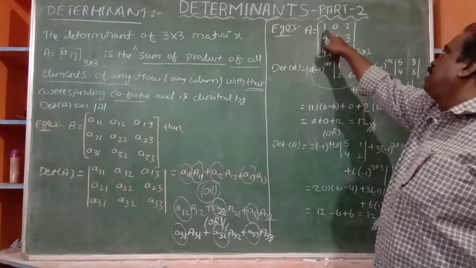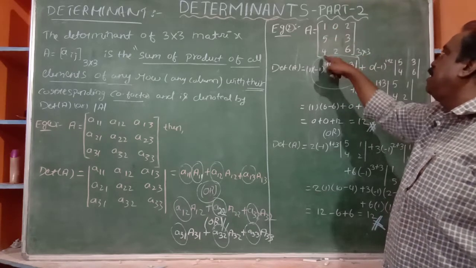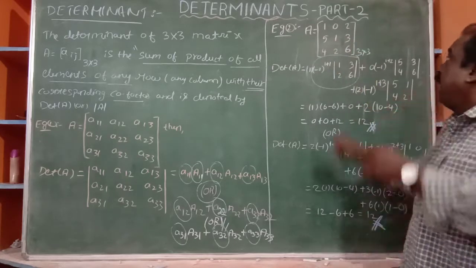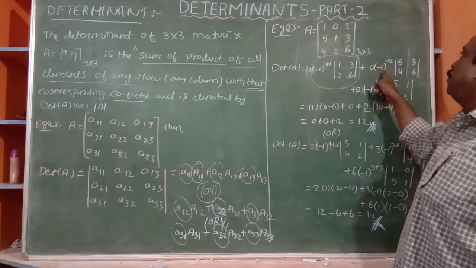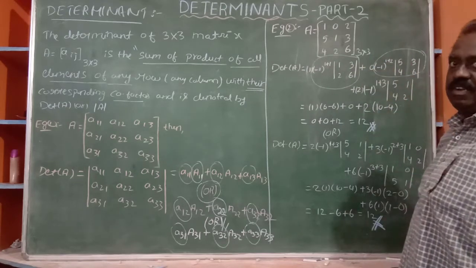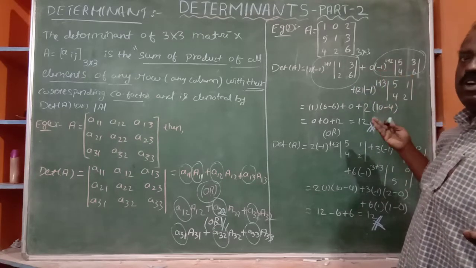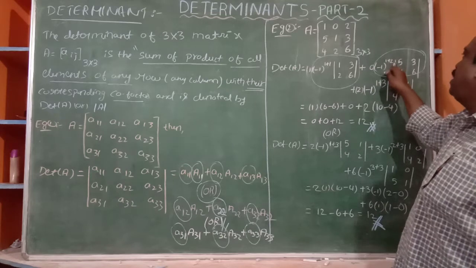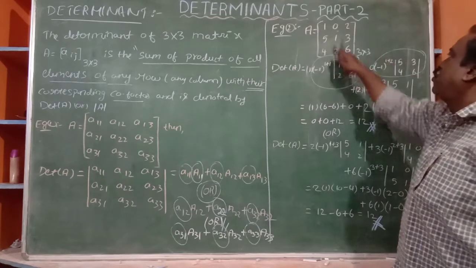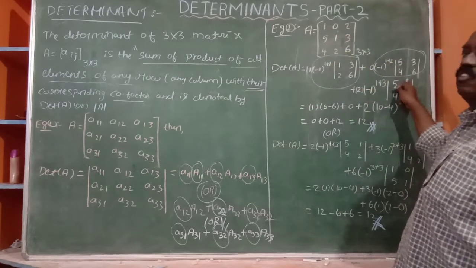Minus 1 power, its position 1 plus 1. After deleting that row and column, we get 1, 3, 2, 6. Now next, 0 into that element and its cofactor. Other than 0, the cofactor is minus 1 power i plus j, the first row, second column. After deleting that row and column, we get 5, 3, 4, 6.